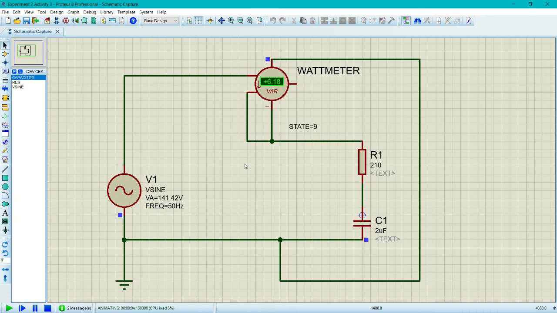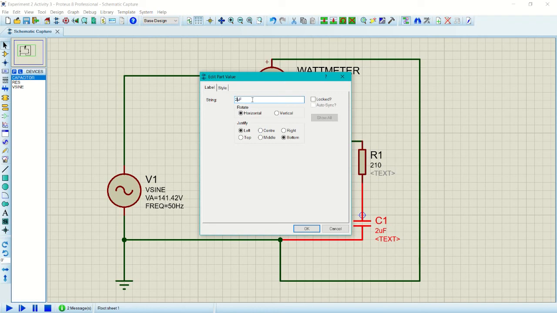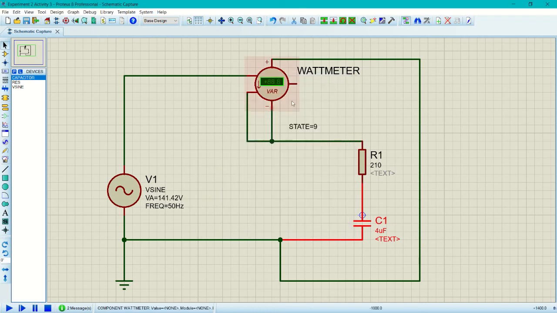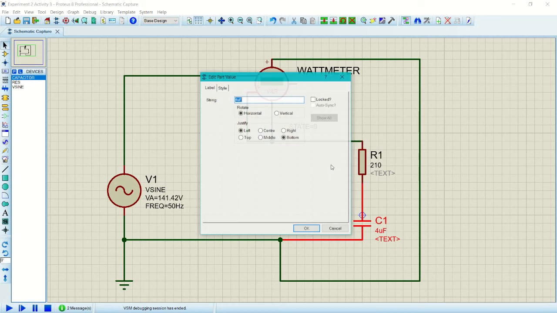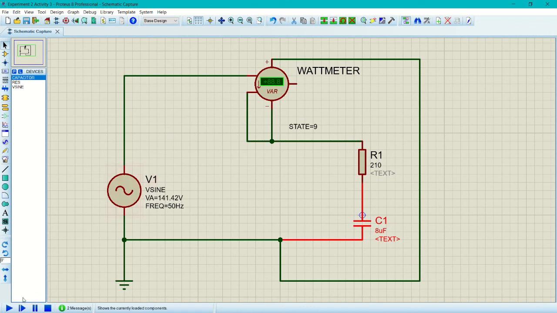So the reactive power that we obtain is 6.18 VAR. For the second load, we change the capacitor to 4 microfarad. So the reactive power for this load is 11.7 VAR. Next, we change the capacitor again, this time to 8 microfarad. So the reactive power that we gain from this simulation is 19.6 VAR.